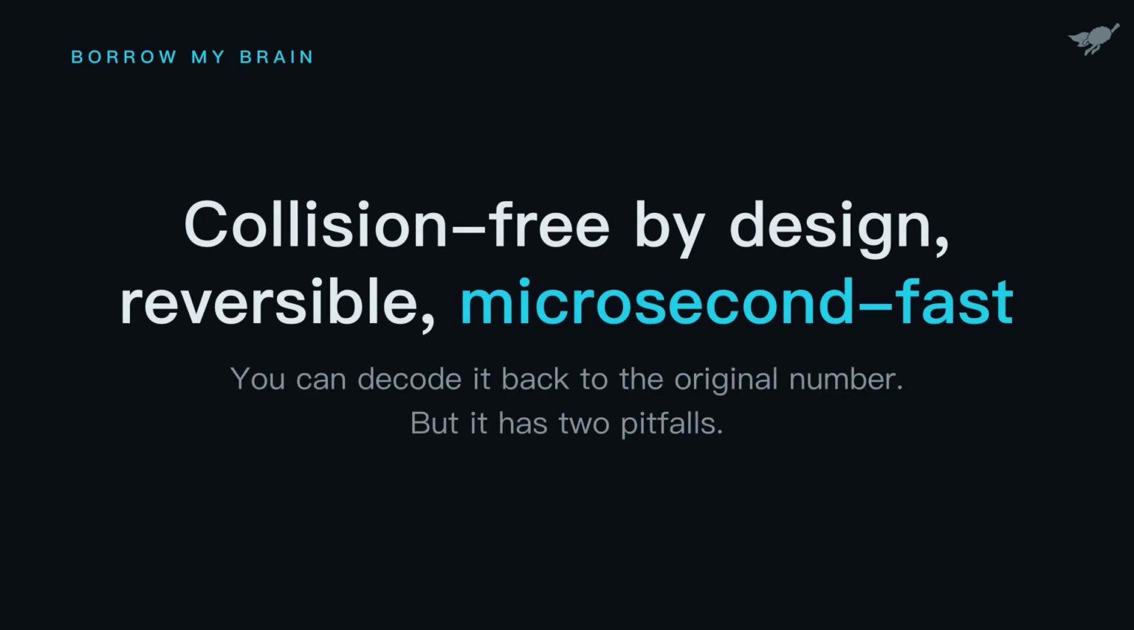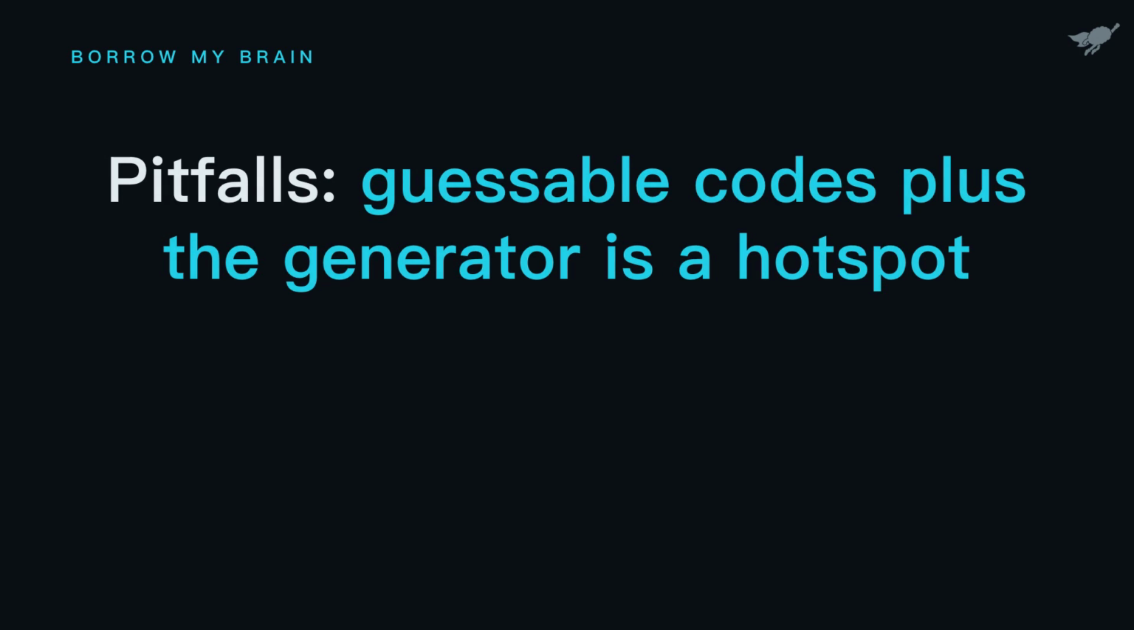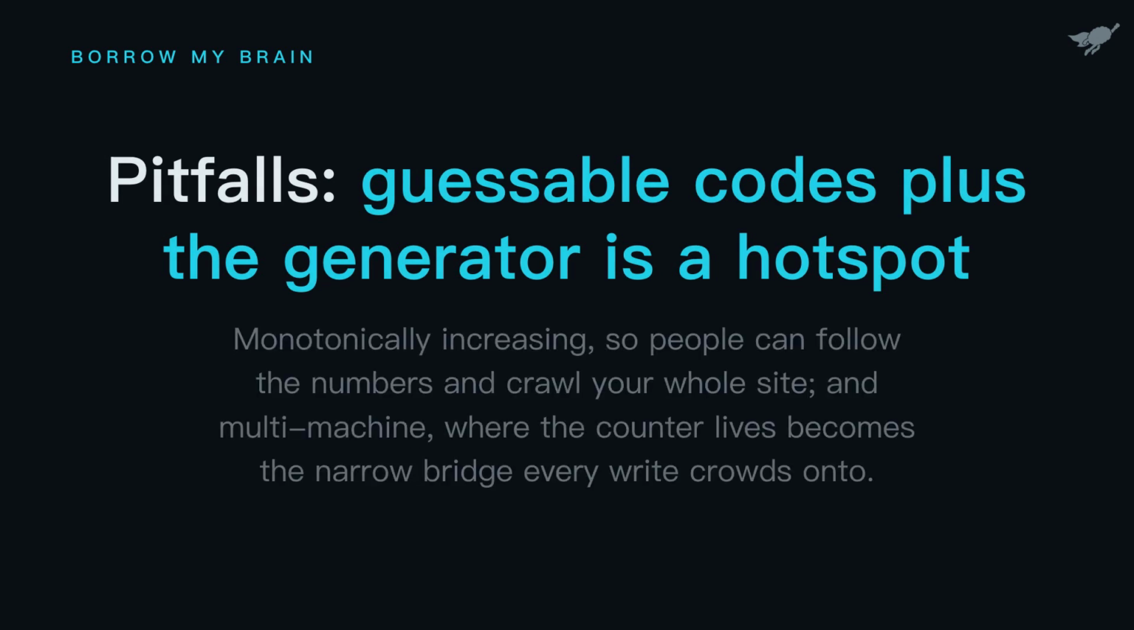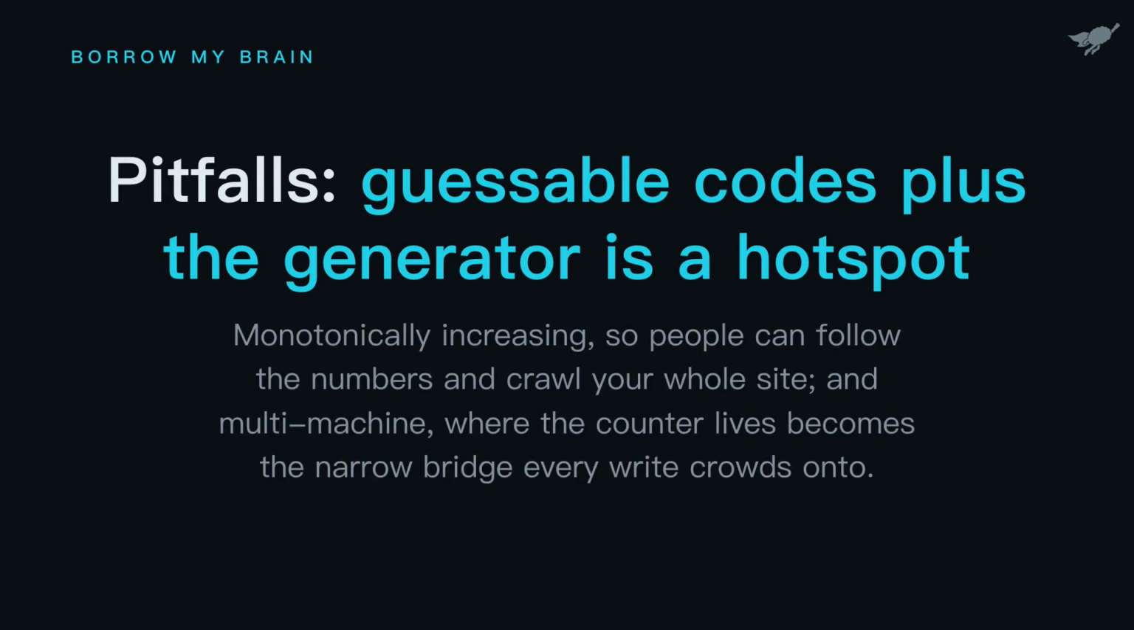And you can even decode it back to the original number, microsecond level, blazing fast. But it has two pitfalls. 1, the shortcodes are monotonically increasing, so someone can guess the next one and crawl your whole site. 2, where does this auto-incrementing number even come from? On a single machine, it's easy, but the moment you go multi-machine, this ID generator itself becomes the narrow bridge every write request crowds onto, a hotspot.